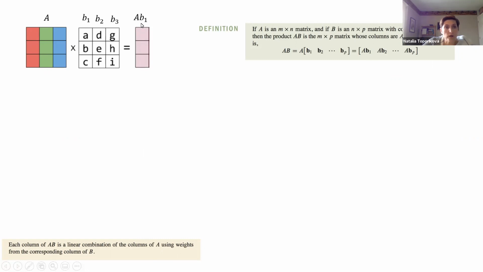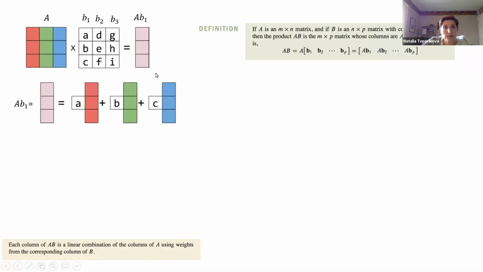Let's start from the first column. We denote it as A times B1, because we multiply matrix A by the column B1. So let's explicitly write it down. AB1 is the first column of the resulting matrix, which means we use the first column of matrix B as weights, and we multiply them by matrix A. So we take the first column of matrix A and multiply it by the first entry of B1, A. Then we take the second entry of B1, B, multiplied by the second column of matrix A. And finally, we take the third entry of column B1 and multiply it by the third column of matrix A.